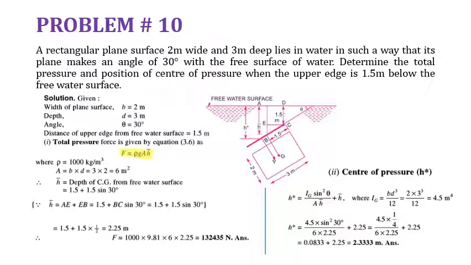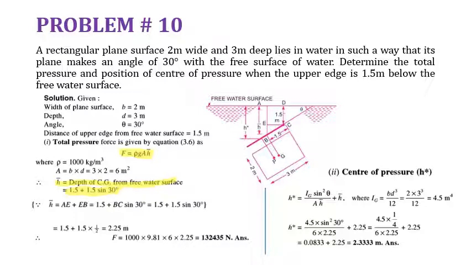So we can make use of similar triangles, or simply geometry, that this h dash will be 1.5 plus 1.5 sine theta, because sine theta is perpendicular over hypotenuse. So this perpendicular part will be hypotenuse into sine theta, and this total h dash will be 1.5 plus 1.5 sine theta. So it is written over here.